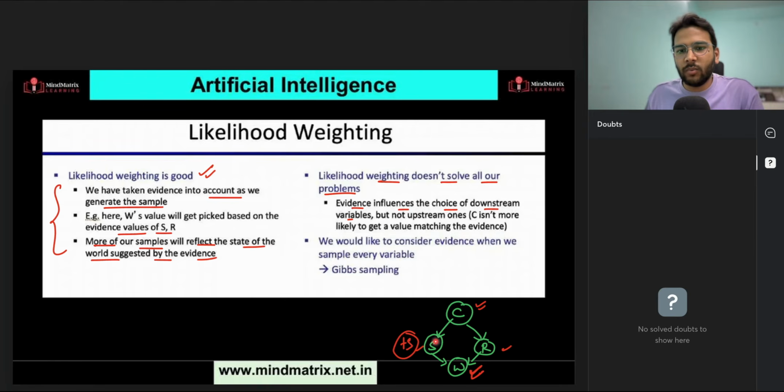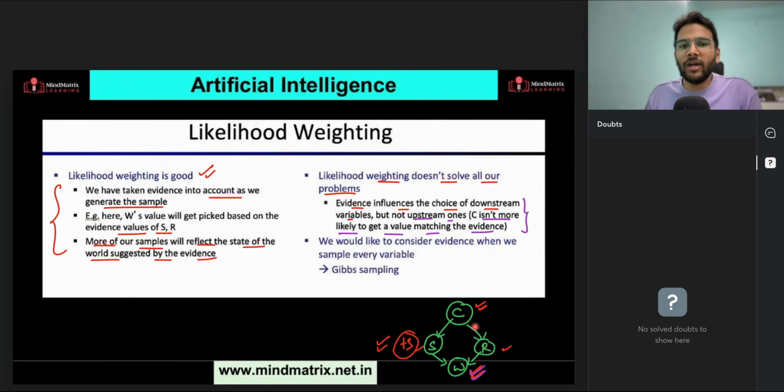Correct. Whatever evidence you are considering, plus S plus R, or just plus S for understanding purposes, can I say that this evidence will influence the value of W but not C? Correct, based on how we have this network here. The same thing is mentioned in this line: evidence influences the choice of downstream variables. What choices you make for W will depend on S, on the evidence, but not upstream ones. For example, C isn't more likely to get a value matching the evidence. I hope this point is clear to all of you.